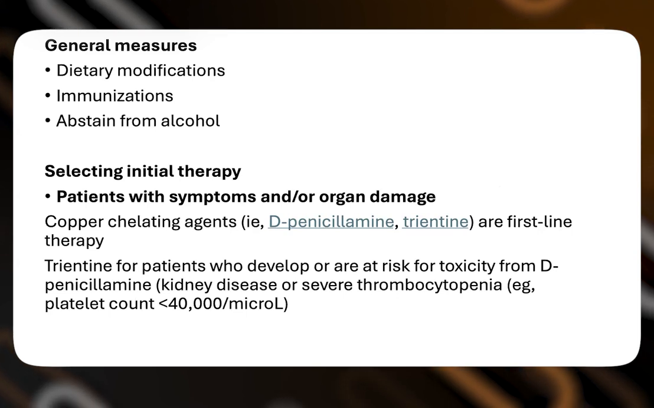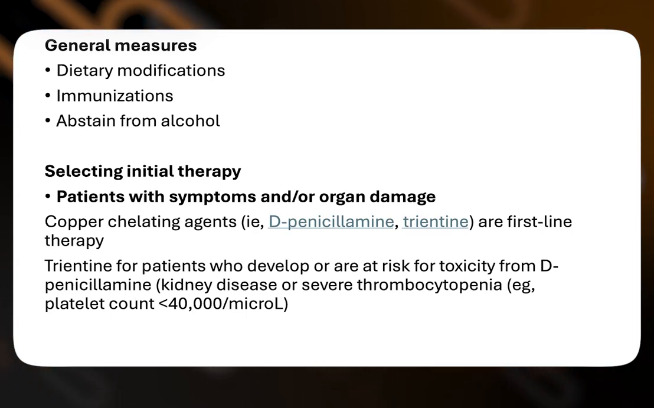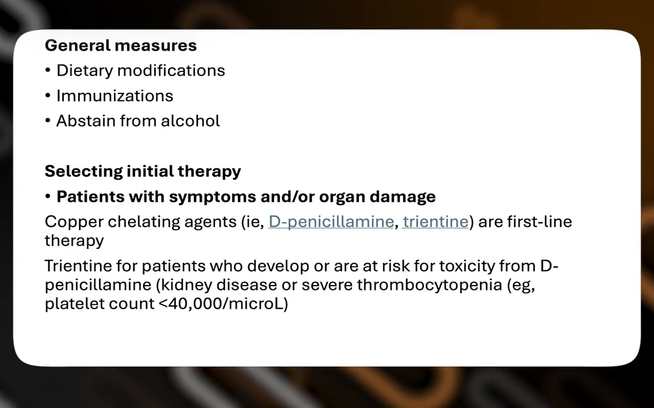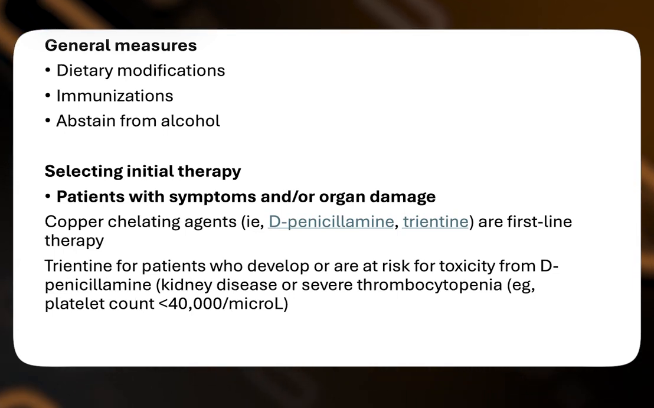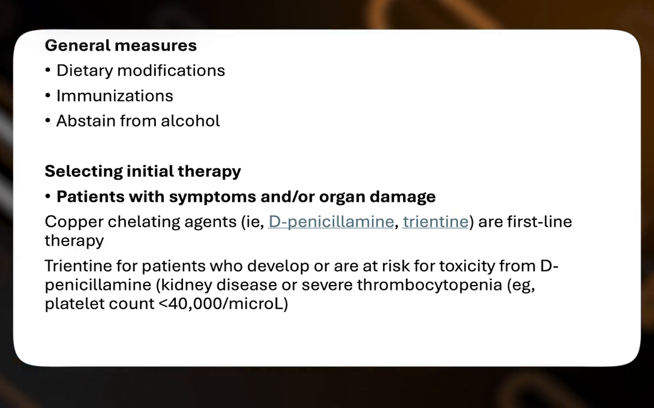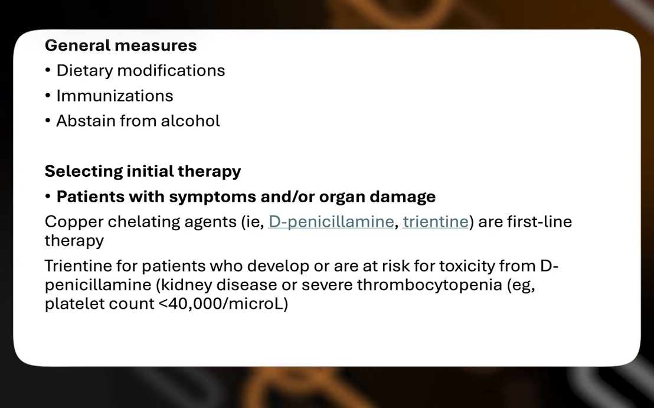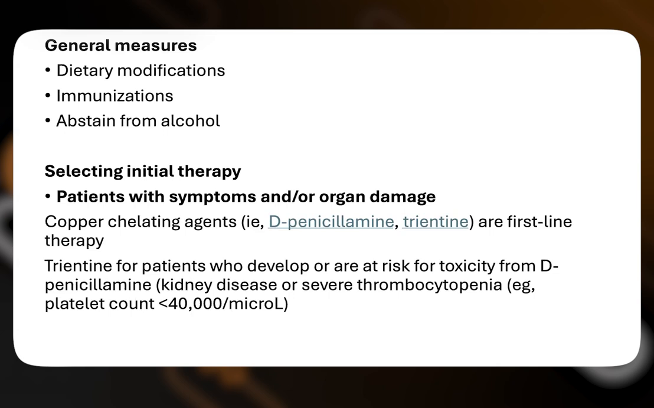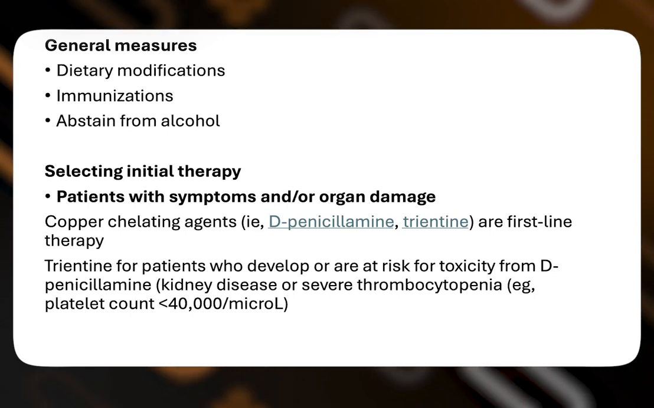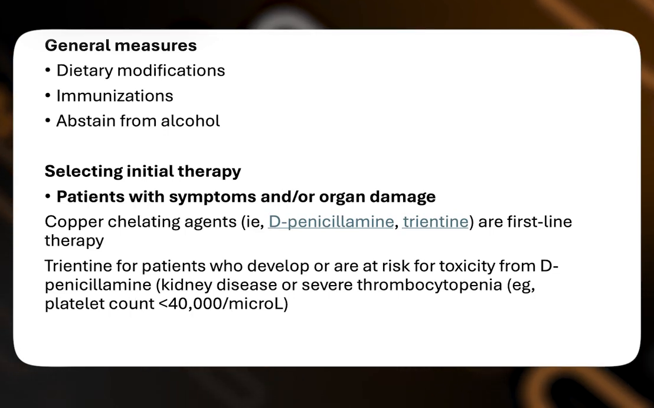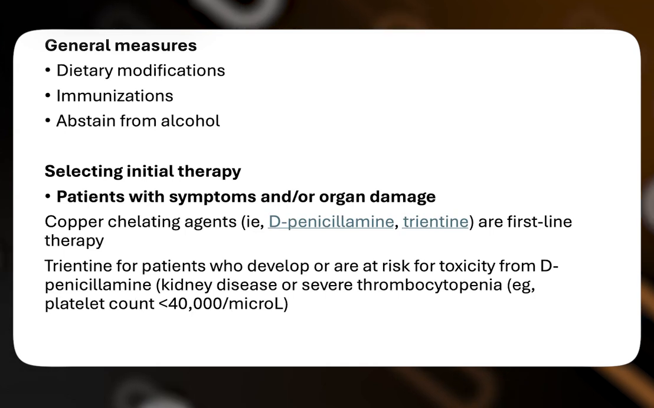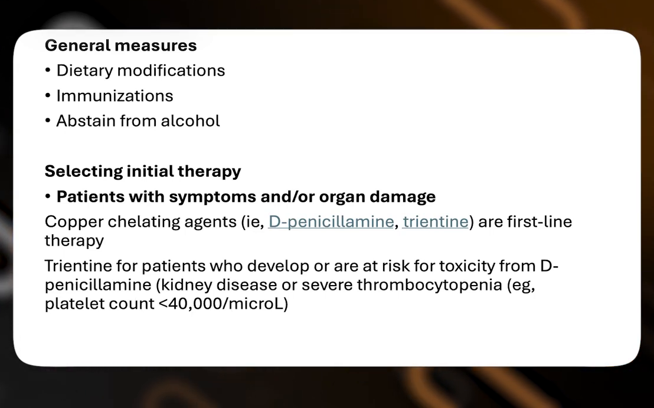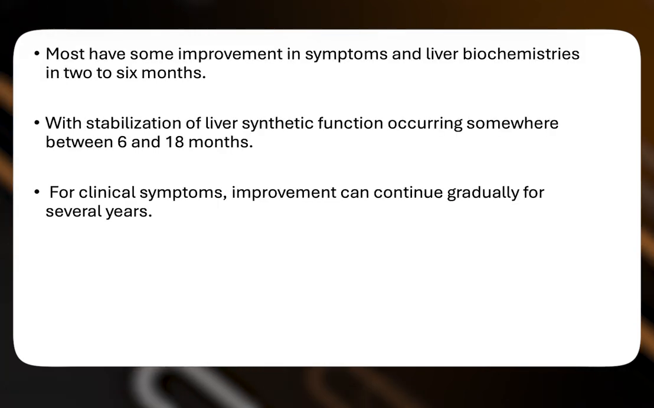For the initial therapy in patients with symptoms or organ damage, of course, there are copper chelating agents like D-penicillamine or trientine, the first line therapy. Either of them can be tried, and the efficacy is similar. Particularly, trientine is helpful when you have D-penicillamine toxicity, like liver or kidney failure, or severe thrombocytopenia. Then trientine may be better.